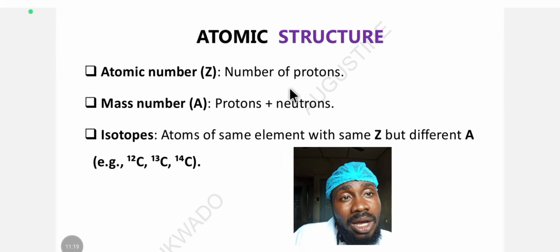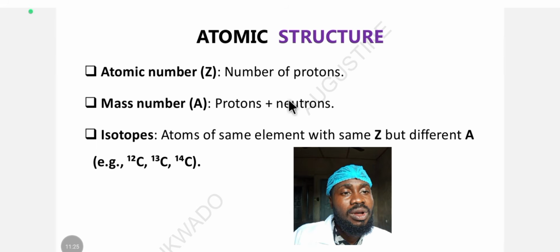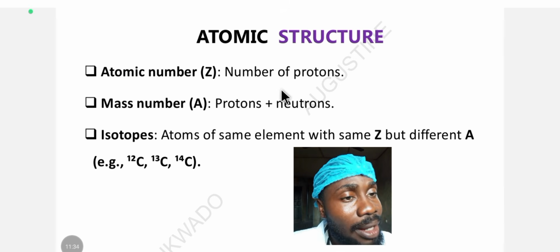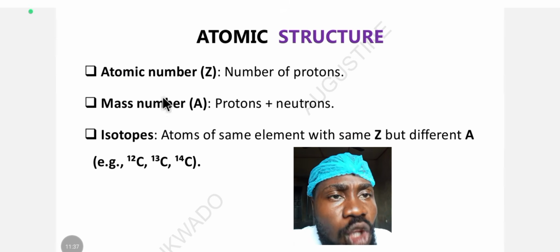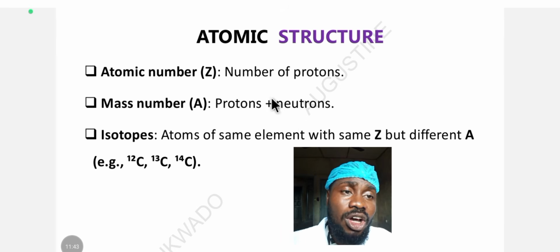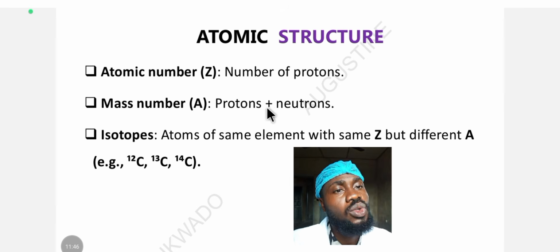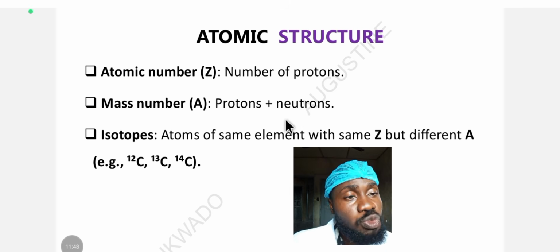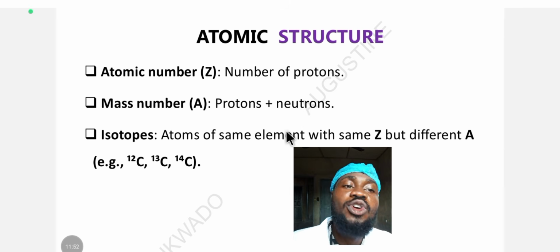JAMB can ask you what is the number of protons of an element, or what is the proton number of an element, and they will put atomic number as the answer. If you don't know that proton number is atomic number, you are going to fail it. So mass number, the symbol is capital letter A. Mass number is protons plus neutrons. You add the two of them, you get your mass number.